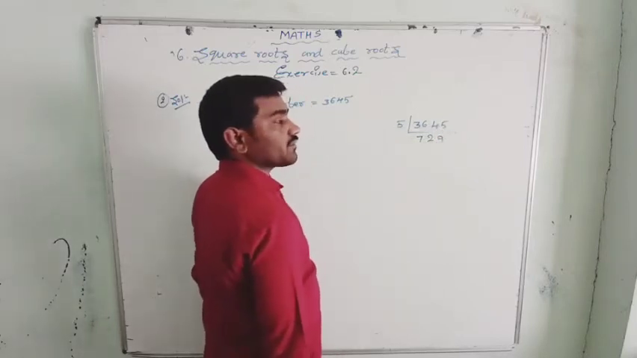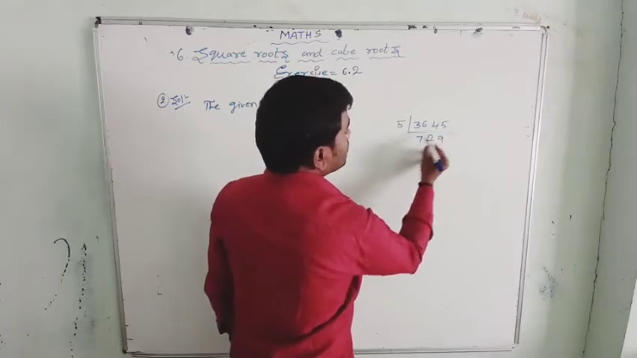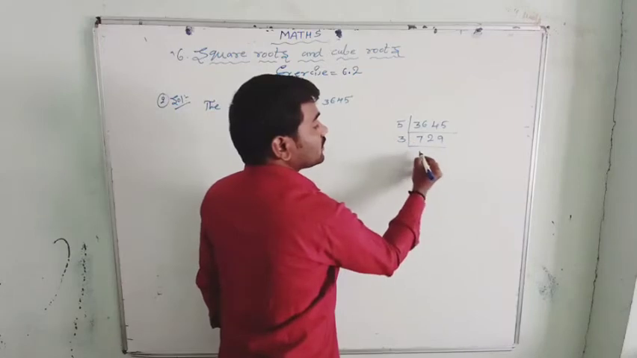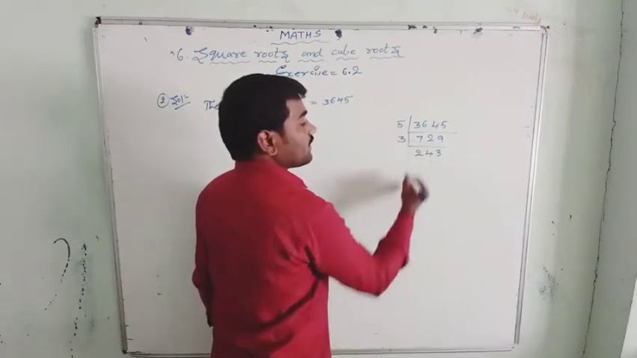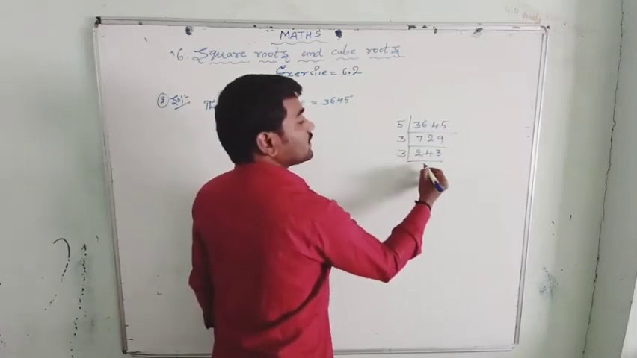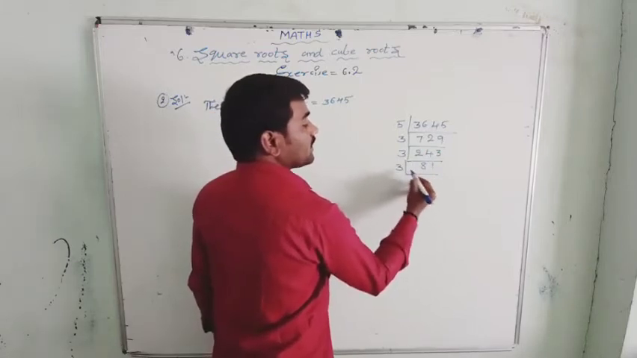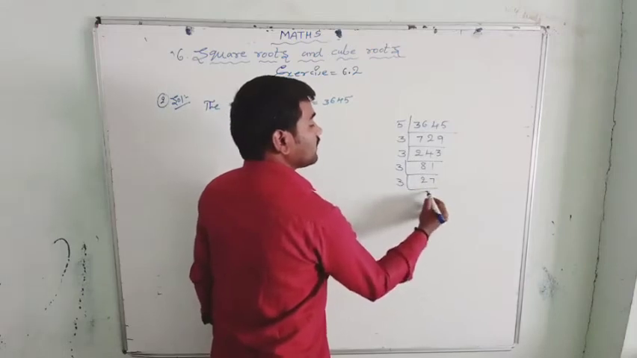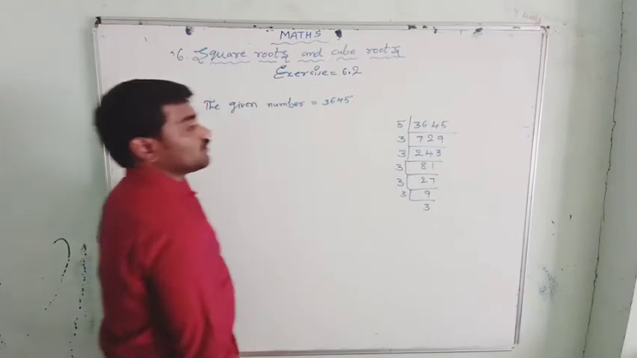5 9s are 45. And then again we go to the 3 table. 3 2s are 6, 1 left. 3 4s are 12, 3 3s are 9, and here 6 and 3 9. Again the 3 table. 3 8s are 24, 3 1s are 3, 3 27s are 81, 3 9s are 3 3s. So we are doing it.